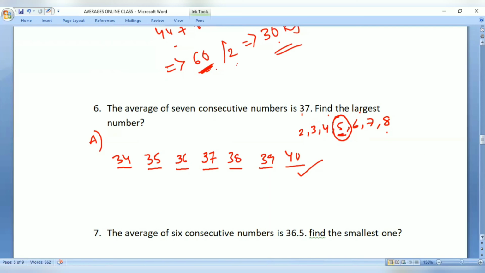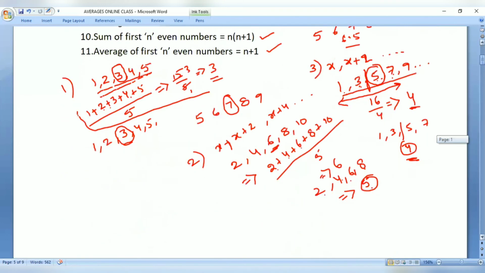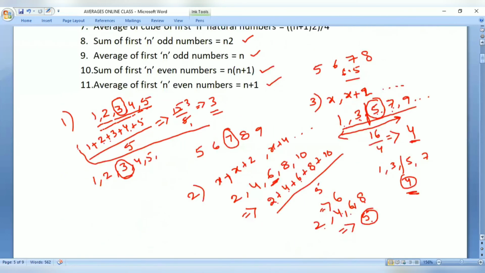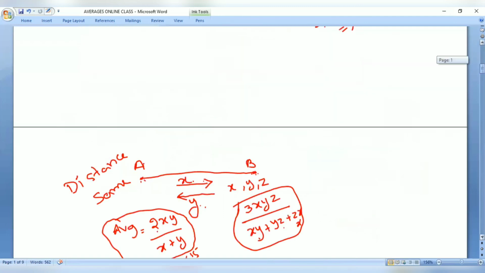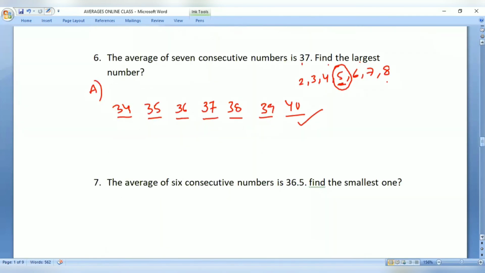Let me move to the concept once. See here, in this, we have identified: if there are 5 numbers, instead of calculating this, we took the middle value. These are the 3 cases where we discussed how to calculate the values. Similarly, by using this particular logic, we are going to solve this question. These are 7 consecutive numbers.